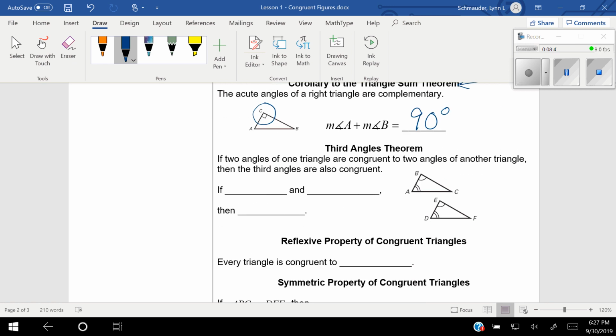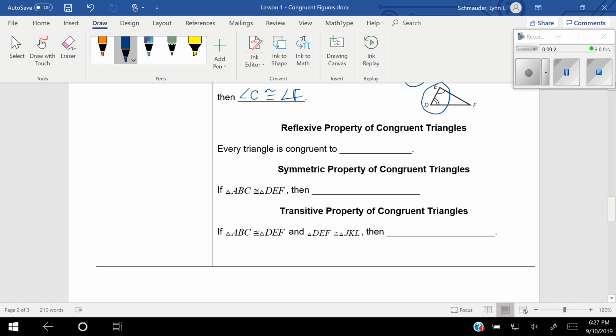All right, then we have another theorem. It says if two angles of one triangle are congruent, like I have here, to two angles of another triangle, then the third angles are also congruent. So if angle B is congruent to angle E and angle A is congruent to angle D, then I know that those third angles have to be congruent, which are angle C and angle F. All right, that makes sense, doesn't it?